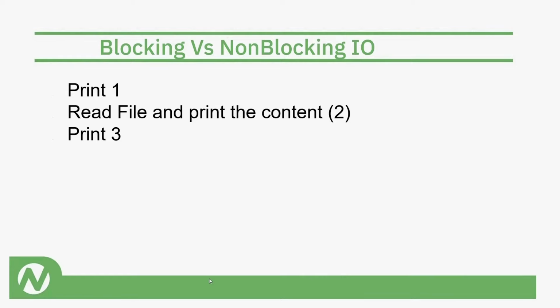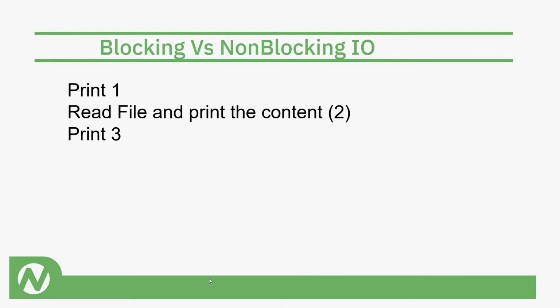Only after executing line 2 and getting the output will the next line get executed. But in Node.js, the same program will print 1, 3, and 2. Usually, file, third-party APIs, and DB operations are costly and time-consuming. Node.js doesn't wait for them to finish. Instead, it assigns it to a background process and goes on to the next line.